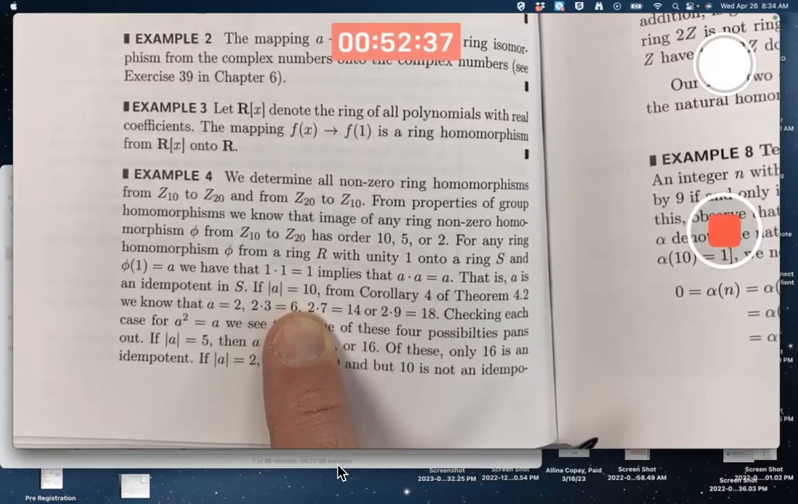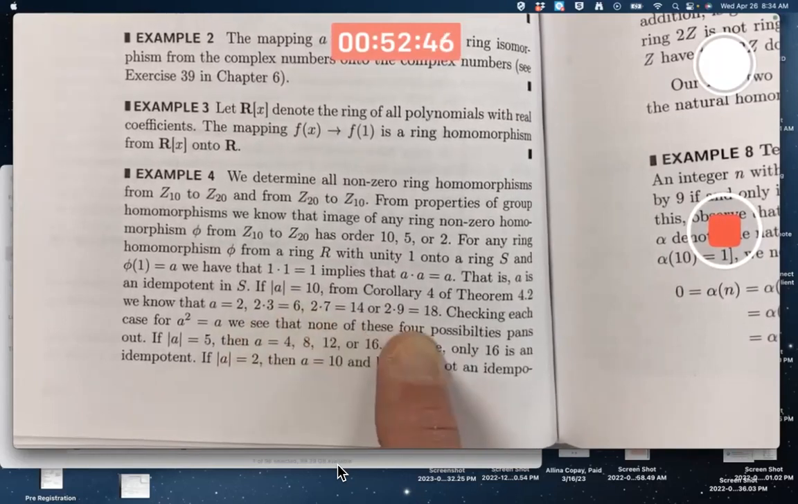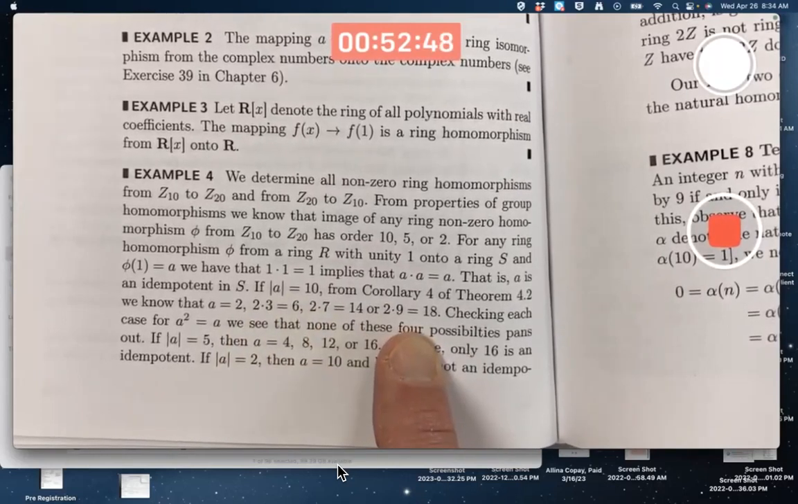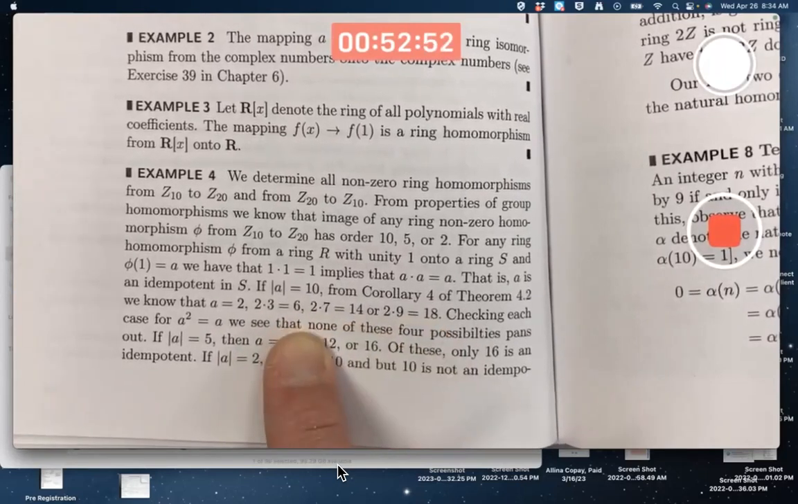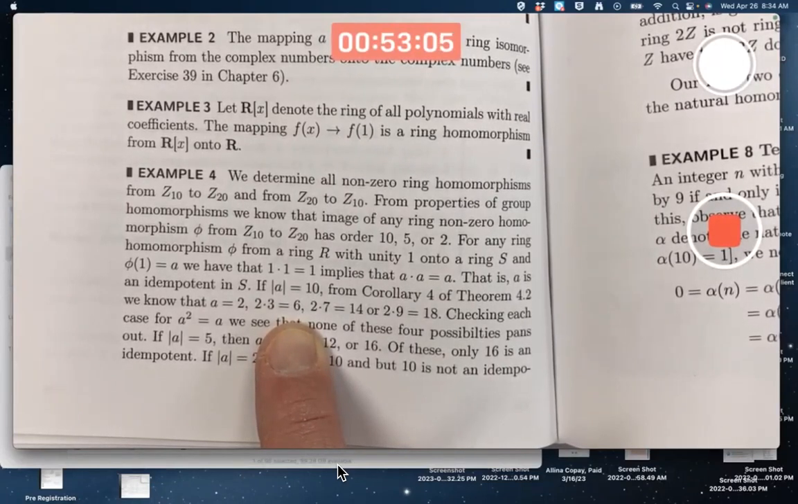Think about multiples of 2 where the coefficient is relatively prime to 10: 3, 7, 9. Yes, these other numbers, 6, 14, and 18, are going to all have order 10 under addition, the group operation being addition. 6 is not going to get you back to 0 when you add it to itself until you've added it to itself with 10 terms. 10 times 6 is 60, mod 20 is 0.